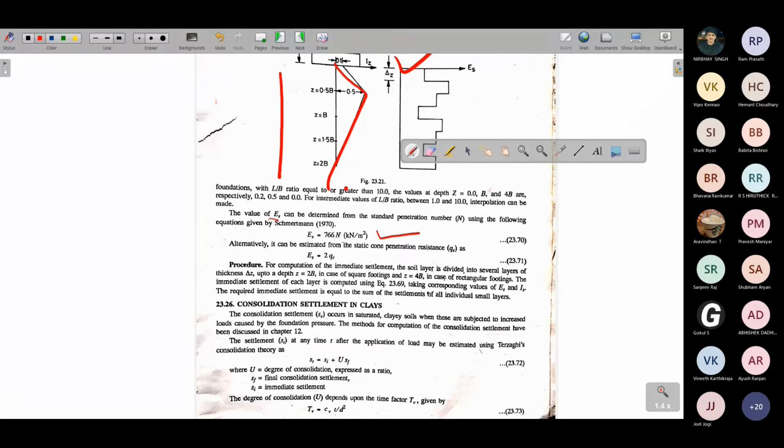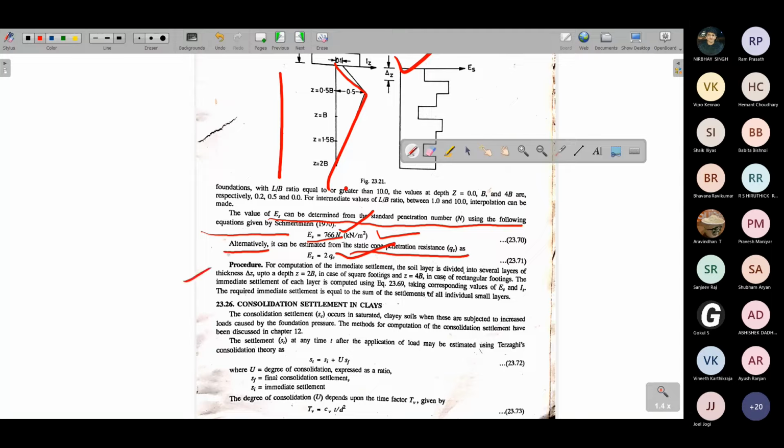The value of E can be determined from the standard penetration test. Again, the standard penetration test has come. So once you know the N values, we can find out Es. Once you know the static cone penetration value, we can find out this one. There are some procedures also given.